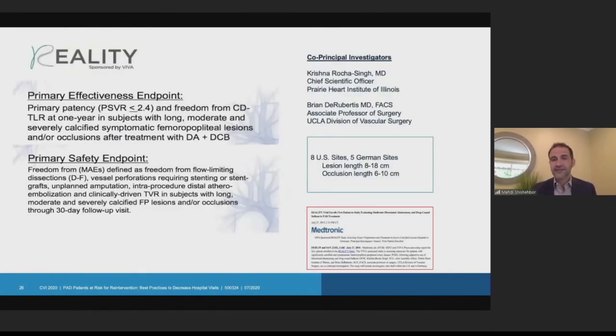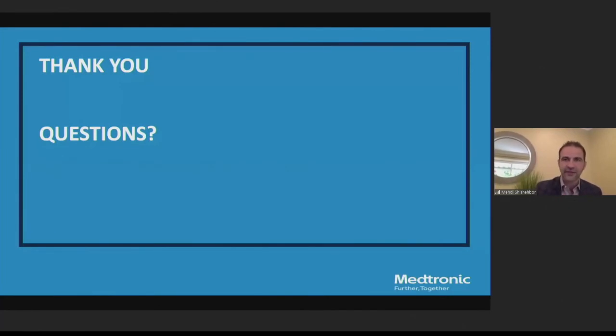I wanted my last slide. We are excited about the REALITY data that's going to be presented in the fall. Again, these are 8 sites in the United States and 5 in Germany. Lesion lengths are shorter than the patient that I showed you, 8 to 18 centimeters. But I am looking forward to seeing some of the data and understanding the role of intravascular ultrasound and directional atherectomy and the DART concept together and how that data looks. Thanks again, Tomas, for allowing me to present.